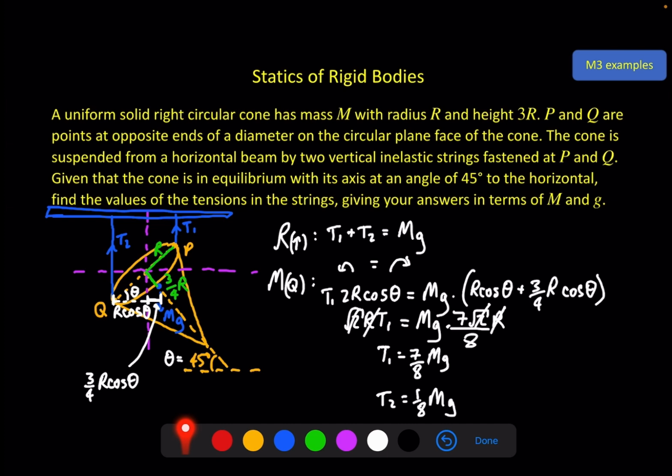So we used 3 out of the 4. We didn't use friction, but we did use the location of the center of mass, we did use resolving, and we did use moments. Third example.